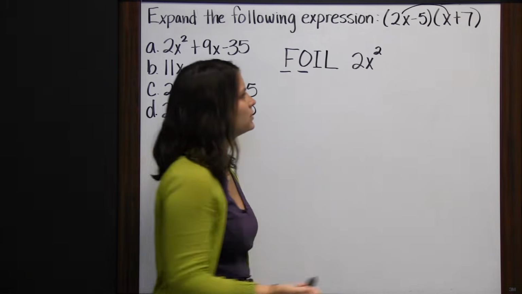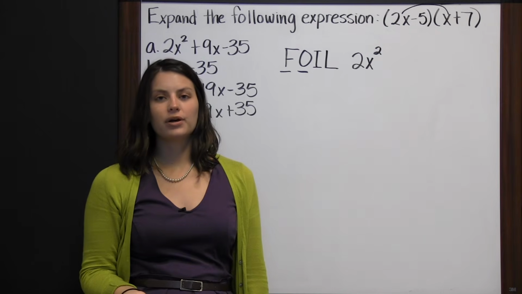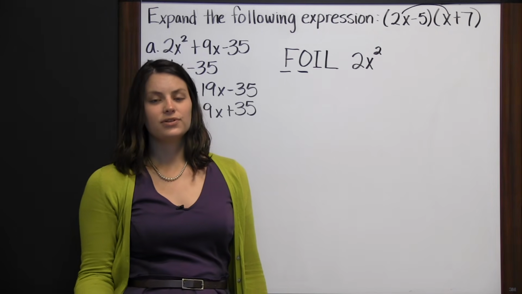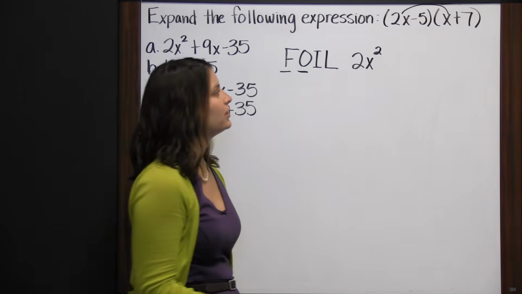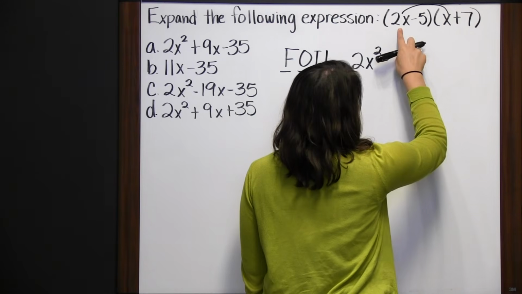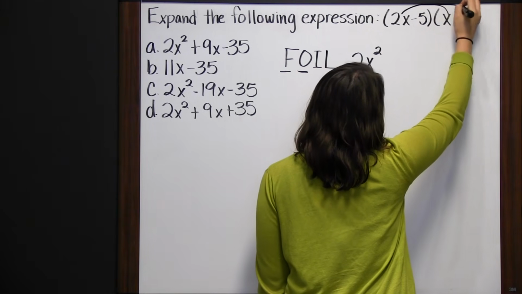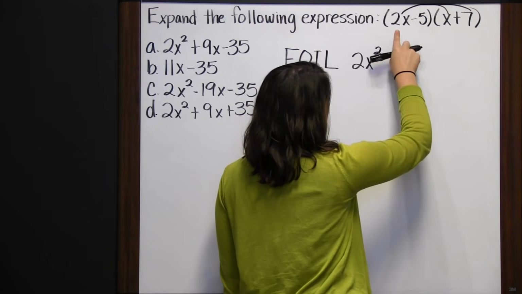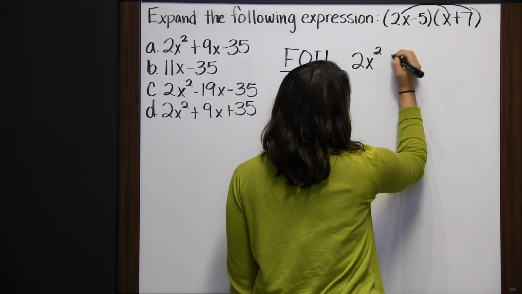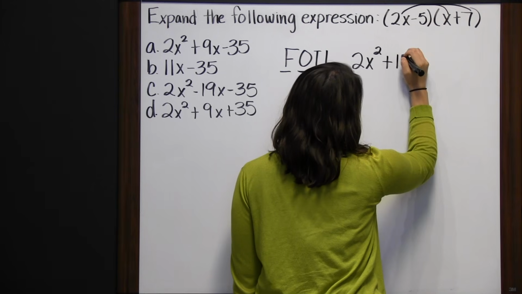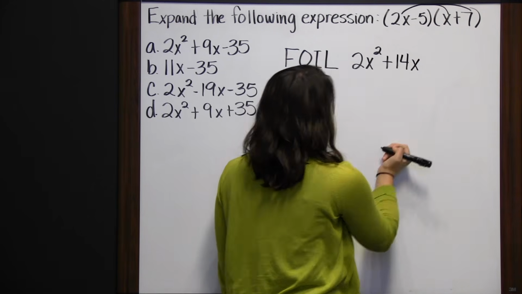The O stands for outer or outside. So now we're going to multiply the two outside terms. And that's 2x and positive 7. Those are on the outside. 2x times 7 is 14x. So plus 14x.